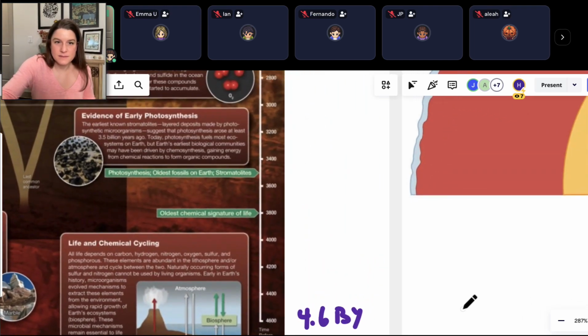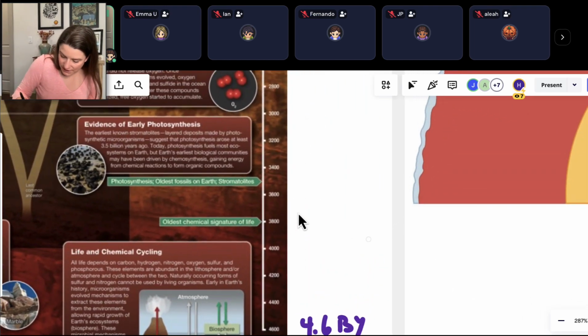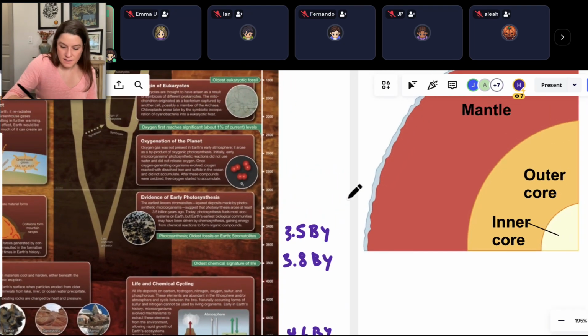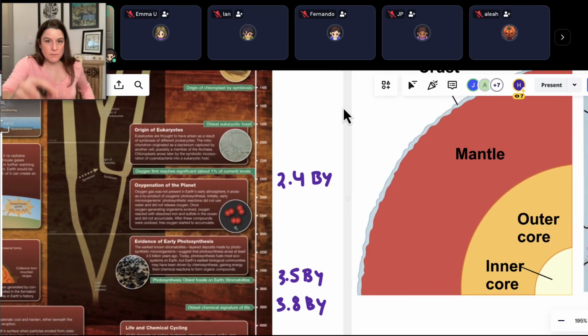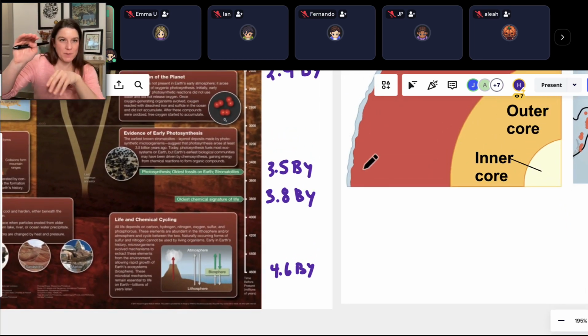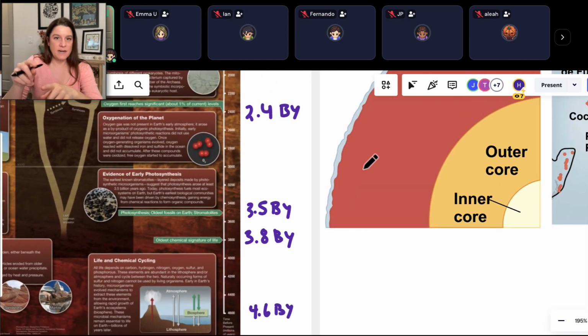All right. Then we've got the signatures of life, 3.8. First fossils, 3.5, which are prokaryote fossils. Those are the stromatolites. Here's the oxygenation. 2.4 is what they're saying here, so 2.5 is what I said. Because I just remember it like, okay, 4.6 to 3.5 is about a billion years. So Earth forms, a billion years, life happens. I know that's prokaryotes. Then I know it's about another billion years for the oxygen thing, right?